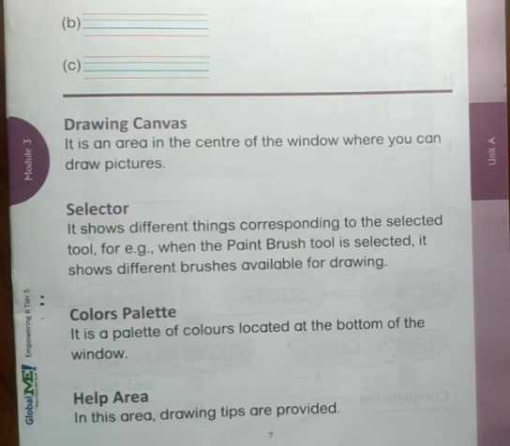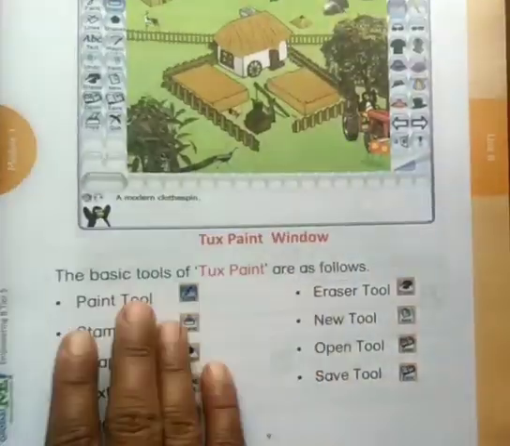Next we call it the help area. In this area drawing tips are provided, meaning how to draw and how to use the tools. Have you got now, children, what things are there in the parts of Touch Paint? The toolbar, next the drawing canvas, the selector, the color palette, and the help area. Next we will see the next page.